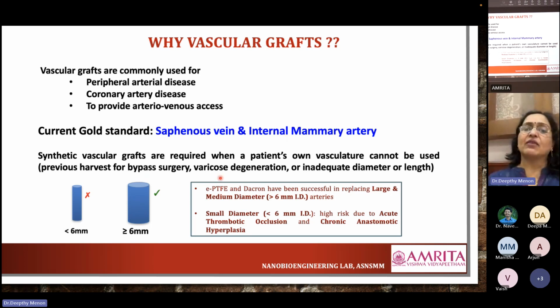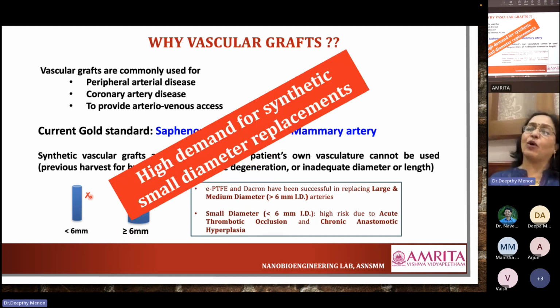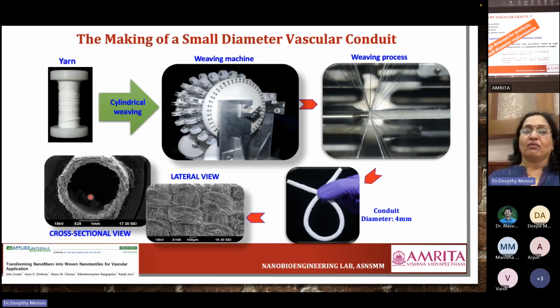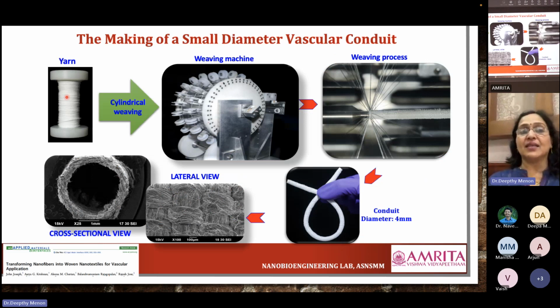Synthetic vascular grafts, which are made up of PTFE or PET, which is called as polyethylene terephthalate, or Dacron. All of them work for diameters greater than 6 millimeter. But all of them so far have failed at diameters less than 6 millimeter. So the question lies, can you actually develop a small diameter replacement? So we started our story here. We have the yarns. We devised a cylindrical weaving machine. Right now we don't need a fabric which is flat. We need a tube. So we need machines for that.